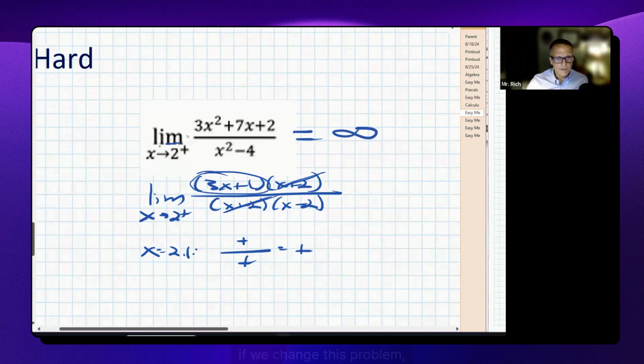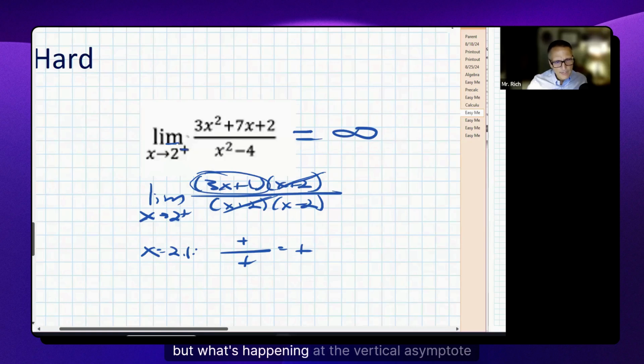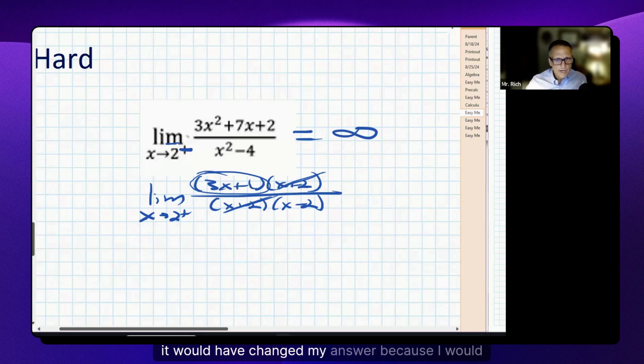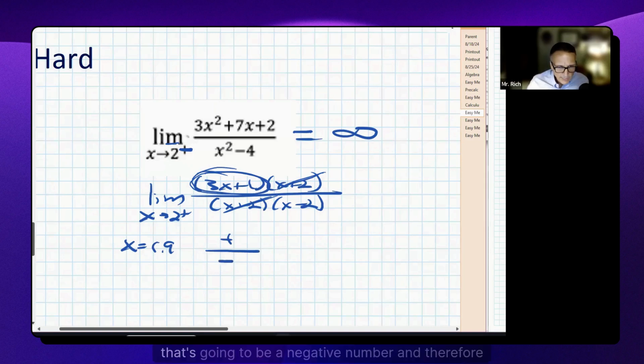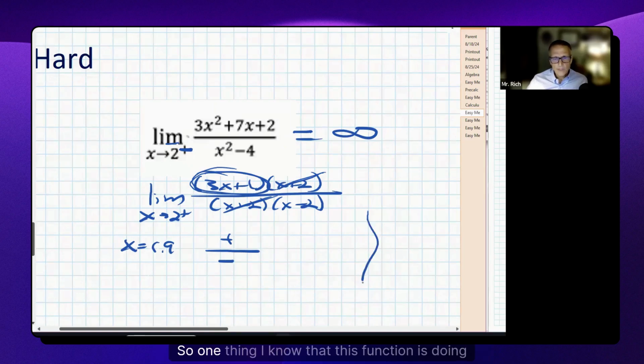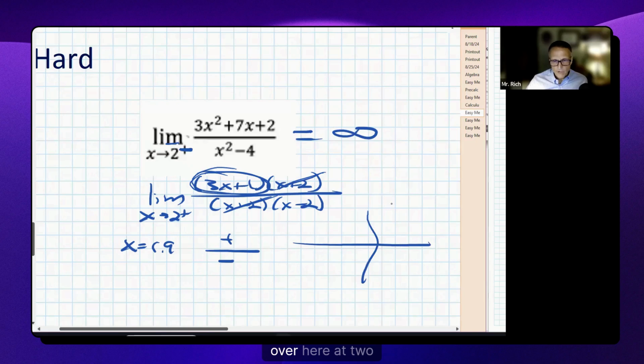If I came in from the left, if we changed this problem and asked what's happening at the vertical asymptote when we come in from the left side, it would have changed my answer because I would have picked a number just to the left of 2, 1.9. With x equals 1.9, that numerator is still positive. But now when I put 1.9 into x minus 2, that's going to be a negative number. And therefore, it would be negative infinity. So one thing I know that this function's doing over here at 2 is from the right-hand side, it's going up to infinity, and from the left-hand side, it's going down to negative infinity.